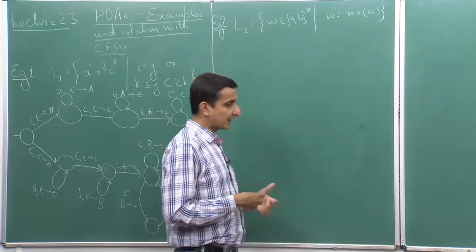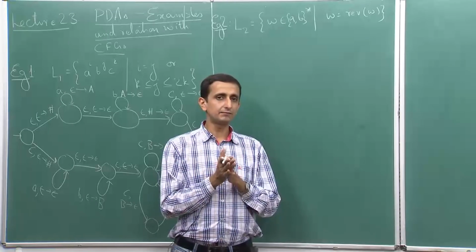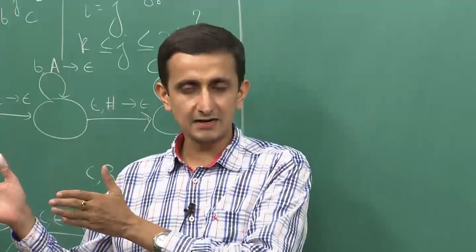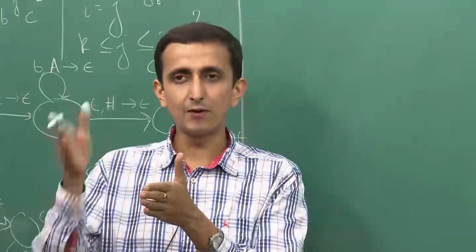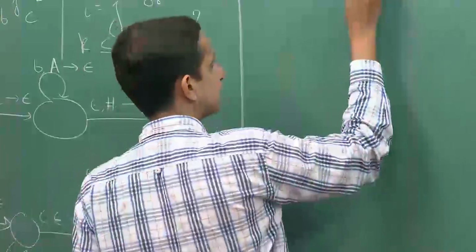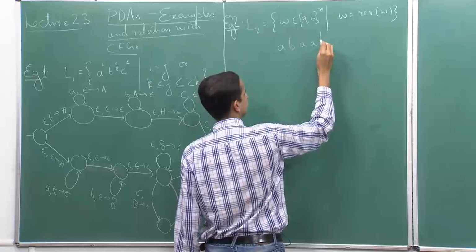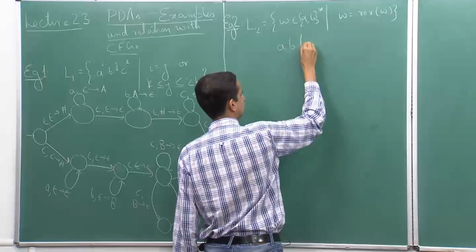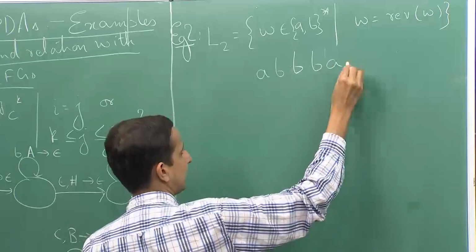So, the idea is we will again use non-determinism over here, and we will use non-determinism to kind of figure out what is the middle point of the string. Okay. So, what we do is that I start scanning the string from the left hand side, okay, and whenever I scan the string, I keep on pushing the symbols that I have read onto the stack. Okay. For example, let us say that I have a string A, B, A, B, A, B, B, and then we have B, A.